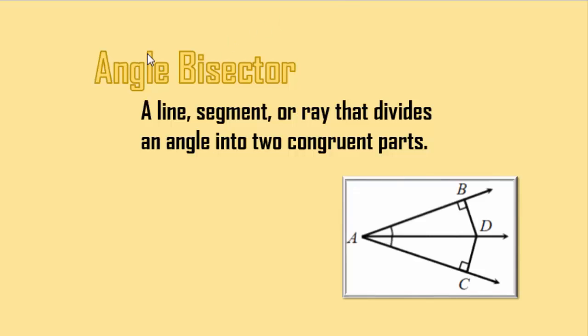Lastly, our definition for angle bisector is a line, segment, or ray that divides an angle into two congruent parts. So this isn't a figure of a triangle, but this is a figure of one angle, BAC, and it's got this ray, AD. It's a ray because it has an arrow at the end, and it bisects this angle to where these two angles are now equal to each other, congruent to each other.